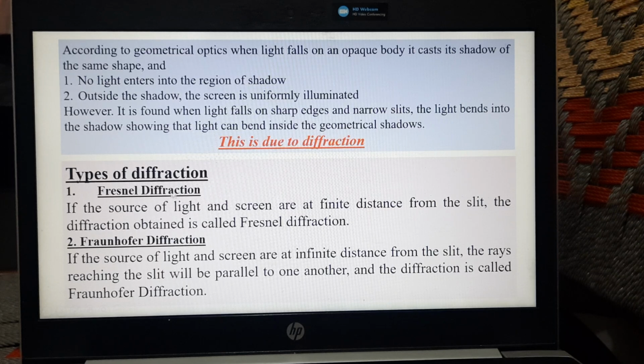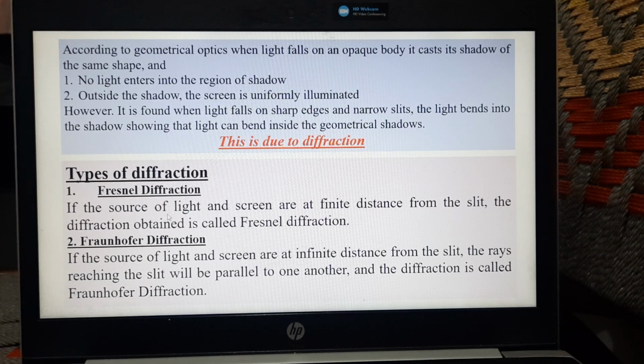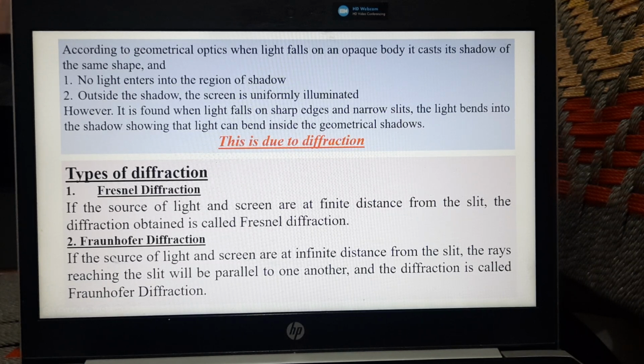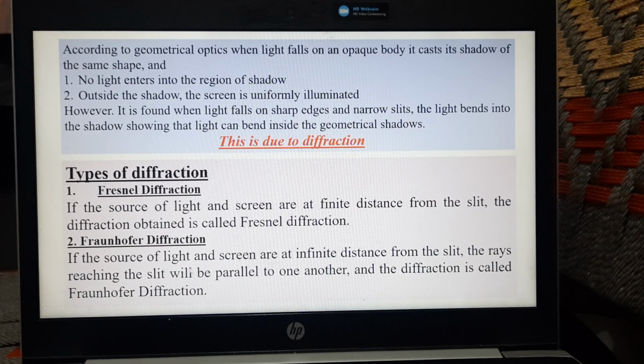Then there are two types of diffraction. One is Fresnel diffraction and another is Fraunhofer diffraction. In Fresnel diffraction, the source of light and the screen are at finite distance from the slit, whereas for Fraunhofer diffraction, the source of light and screen are at infinite distance from the slit, such that the rays reaching the slit are parallel to one another.